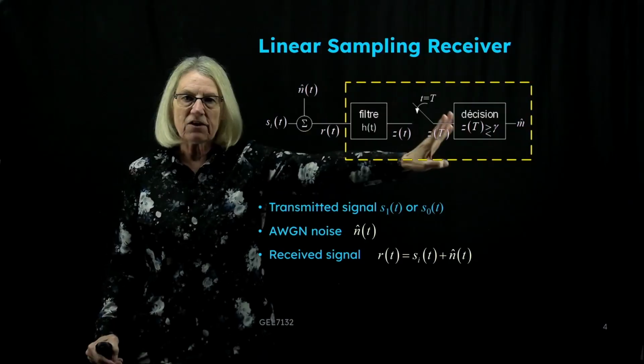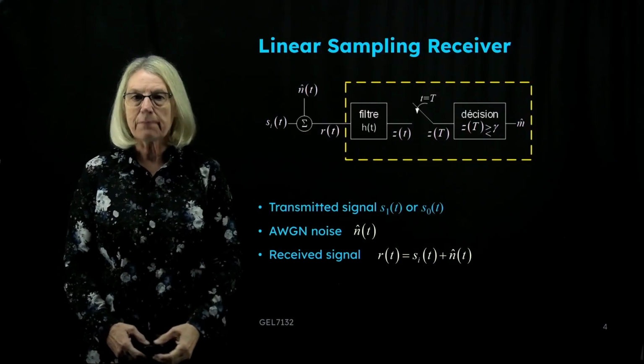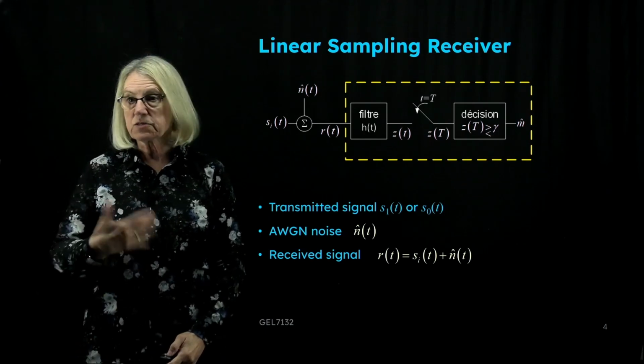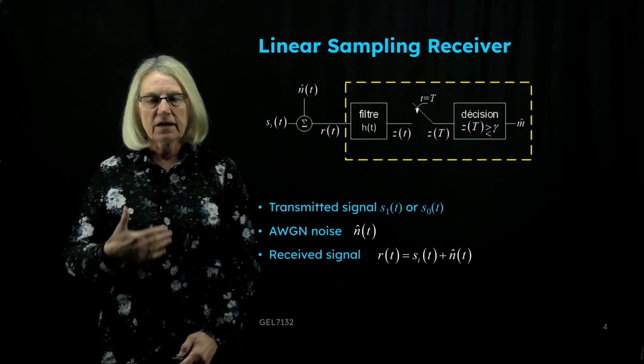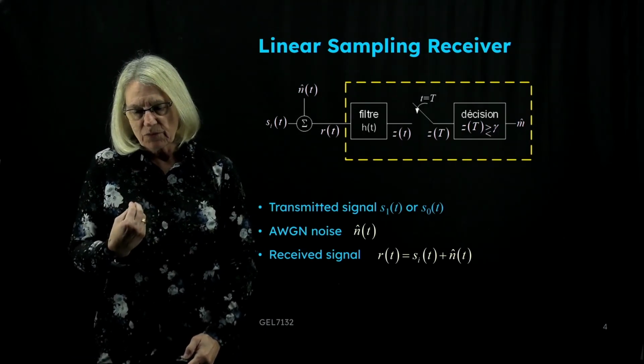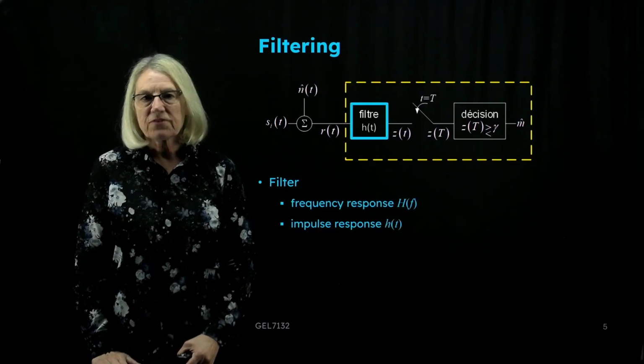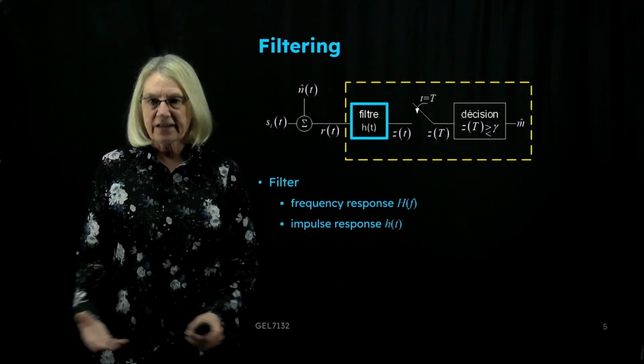And what I'm showing here is what we call a linear sampling receiver, and I'll step you through this receiver to see the various parts of the way we are treating the signal. So the first step is filtering. And filtering is a linear operation.